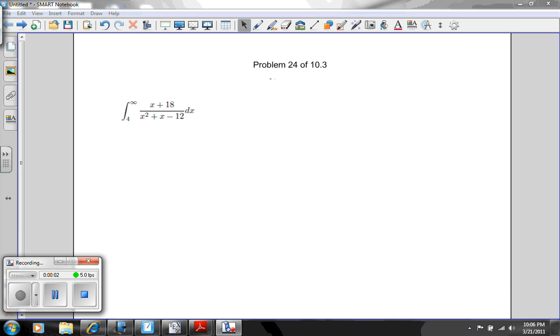This is problem 24 of 10.3. In this problem, you're asked to find the indefinite integral from 4 to positive infinity of (x + 18) over (x squared + x - 12) dx. So the first thing you're going to do is write this as a limit.